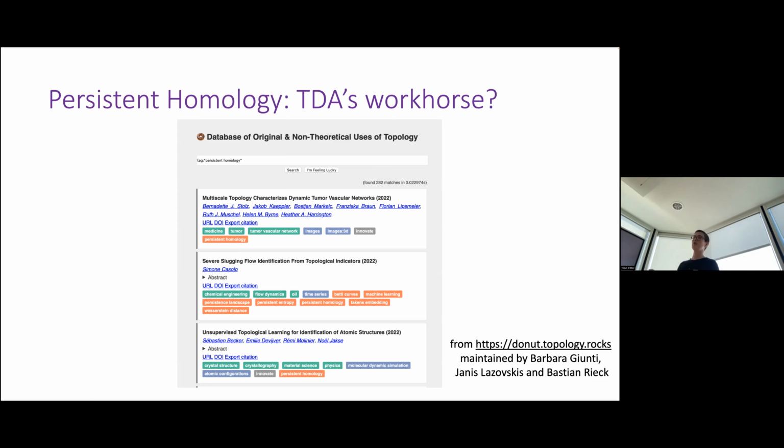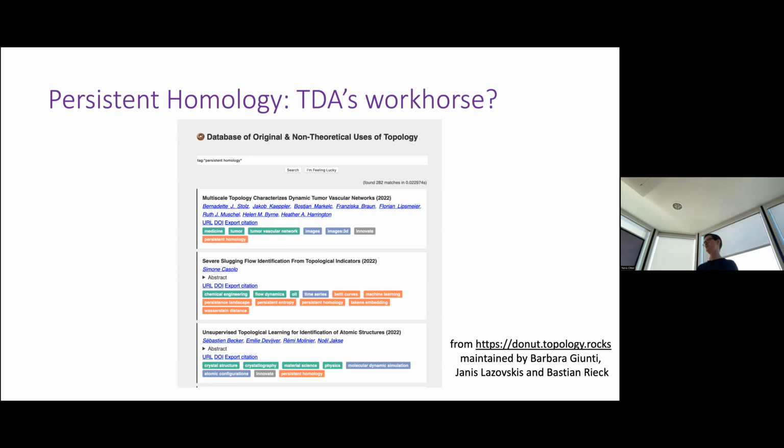And in fact, people in the field of topological data analysis often complain that people from outside the field would think that all we do is persistent homology. So actually there are many more methods, but it is true that persistent homology has been successfully applied to all sorts of different applications.